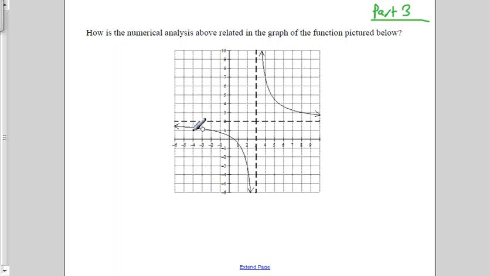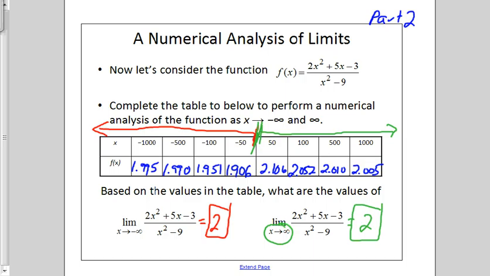So here's a graph. As x approaches negative infinity, I'm going to keep going in that direction. As x approaches positive infinity, I keep going in that direction. And what I find out is that the horizontal asymptote is equal to 2. So when I look at my two answers, as I approach negative infinity and positive infinity, in this case they both go to the same number, and that's the horizontal asymptote.